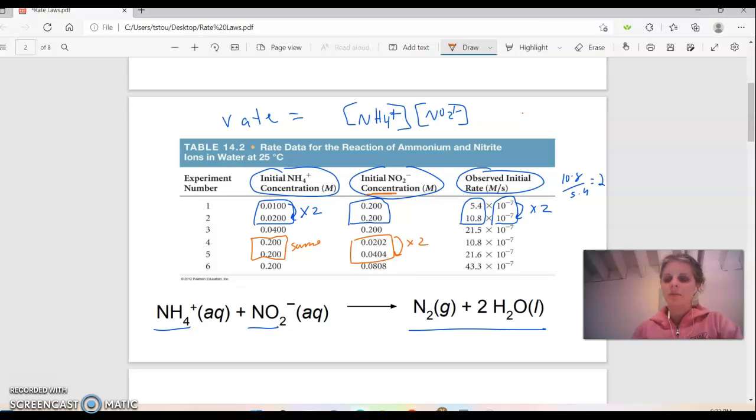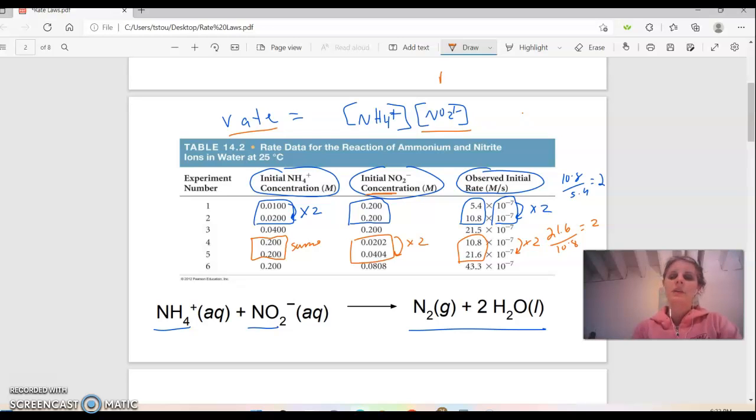And when I take a look at the rate over on this side, I'm thinking in my head, 21.6 divided by 10.8. When I think about those two numbers, I can see that it's also doubled. So my rate has doubled. That means, again, that my rate is completely dependent on the concentration of NO2.